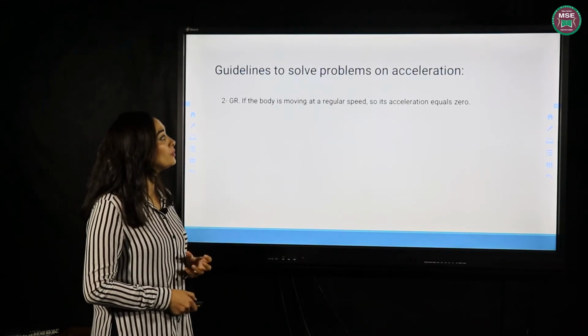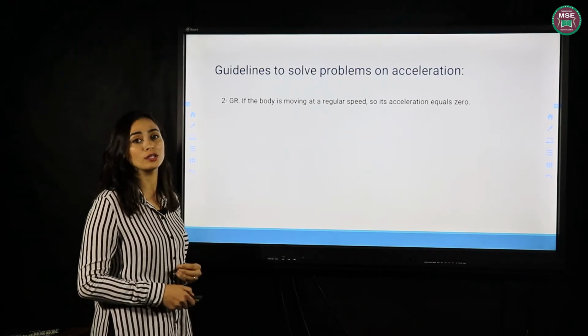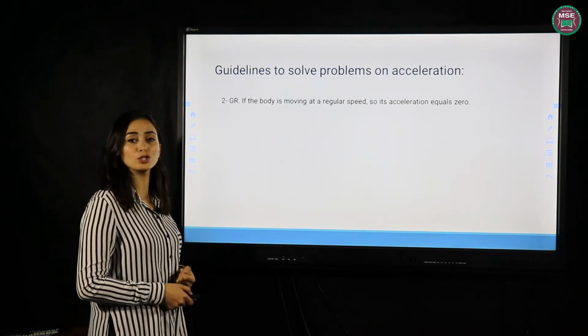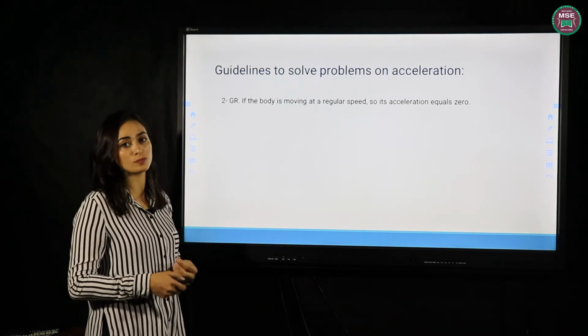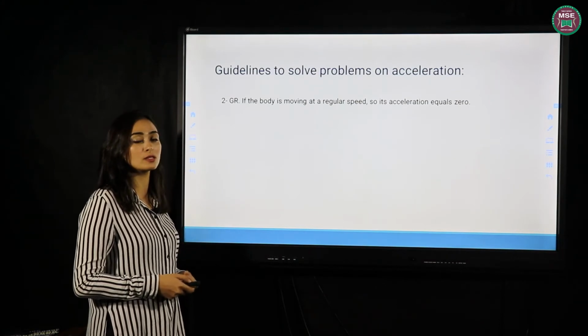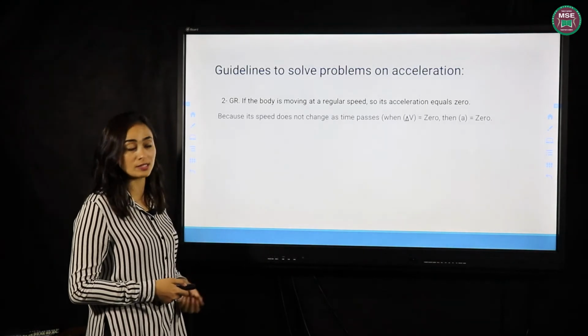If the body is moving at regular speed, the acceleration equals 0. Give reason. Why? Because acceleration means change in the object's speed. When the body moves with a regular speed, it means the speed doesn't change. So the acceleration is equal to 0.